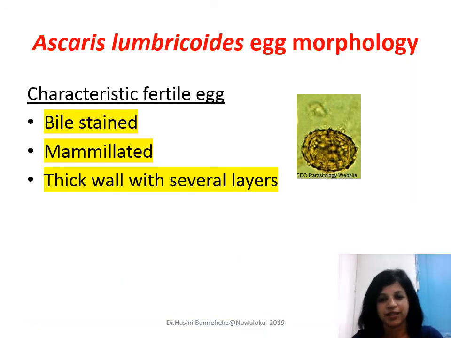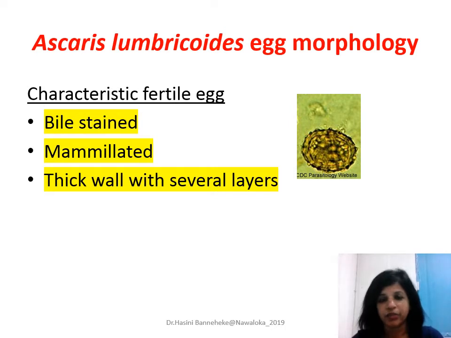So this is the answer. What was shown to you is an Ascaris lumbricoides egg. It has the characteristic appearance. It has a thick wall, which has three layers. The outermost mammillated layer is quite well seen. The other layers are also seen.